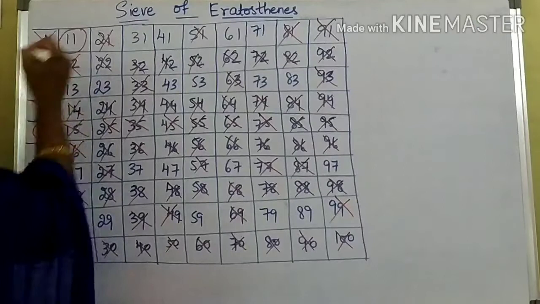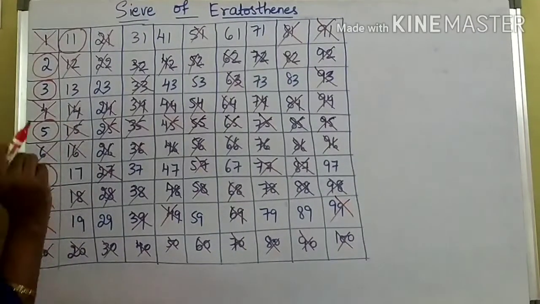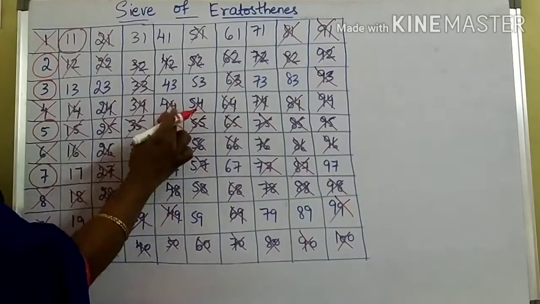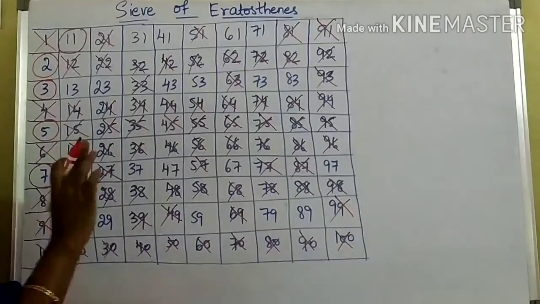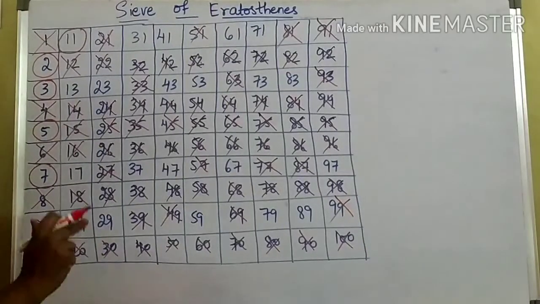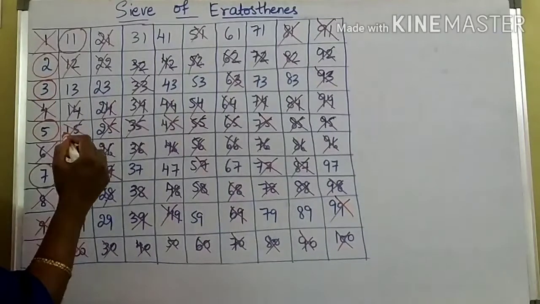11. 11 is a prime number. So encircle that 11 and cross out all the multiples of 11. 11 ones are 11, 11 twos are 22, then 33, 44, 55, 66, 77, 88, 99. All the multiples of 11 are crossed out. Now continue this process till all the numbers in the list are either encircled or crossed out. Check: is there any number left over here?